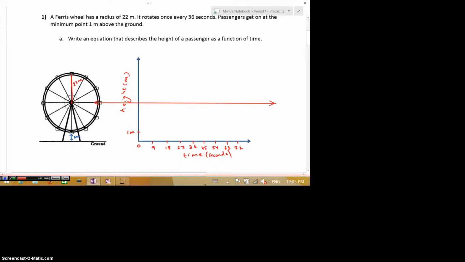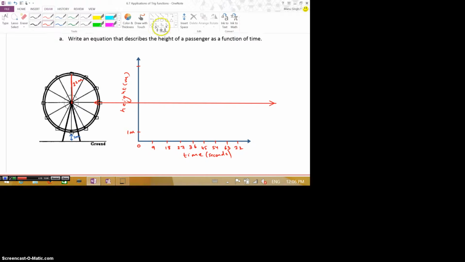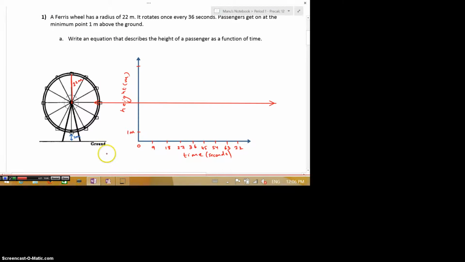What is the maximum height this person can reach once they're on the Ferris wheel? Notice the radius is 22 meters. The radius is the distance from the center to the edge of the circle. So that means the center to the top is 22. The center to the bottom is also 22. Which means from the ground all the way to the top is how far apart? 40. 45. We're getting there.